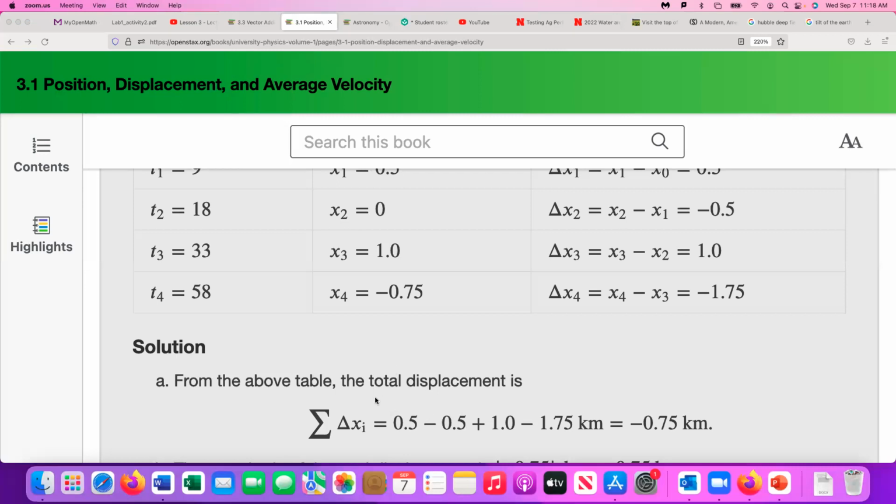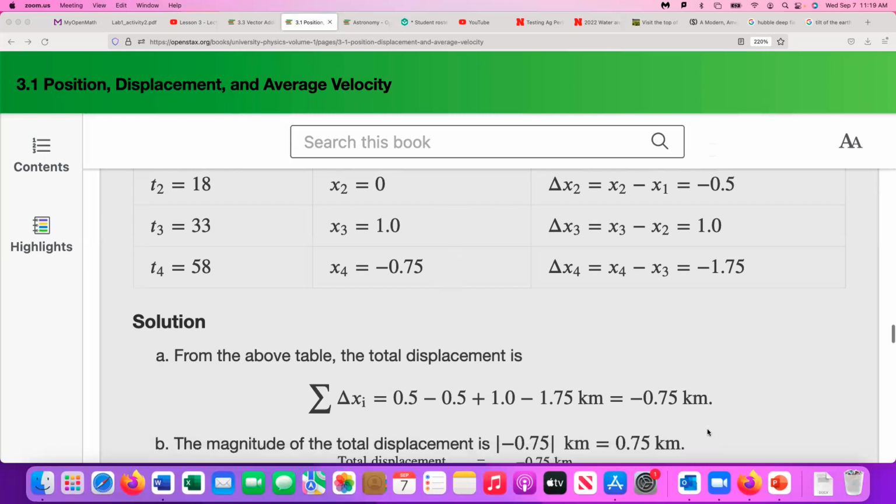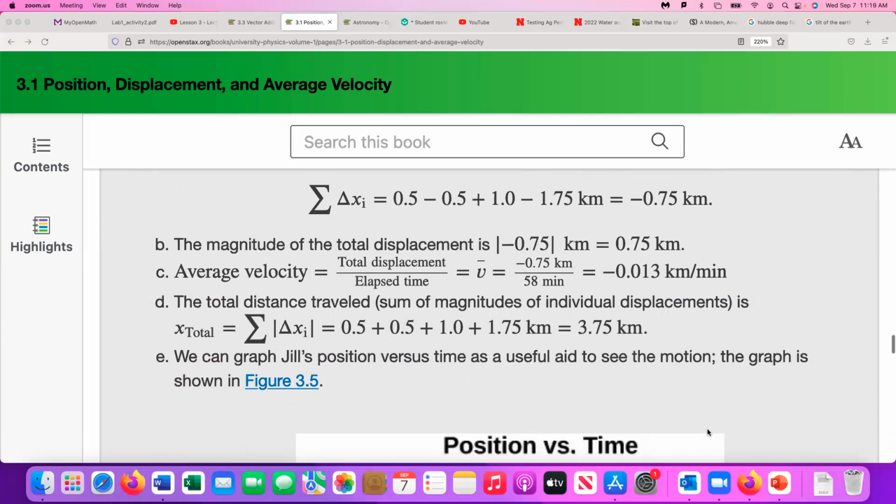They actually do it a slightly different way. They just add together all of the displacements. So the 0.5 displacement, then the negative 0.5 displacement, then the 1 displacement, then the negative 1.75 displacement, and then you add them all together and you get negative 0.75 kilometers displacement. That works also either way.